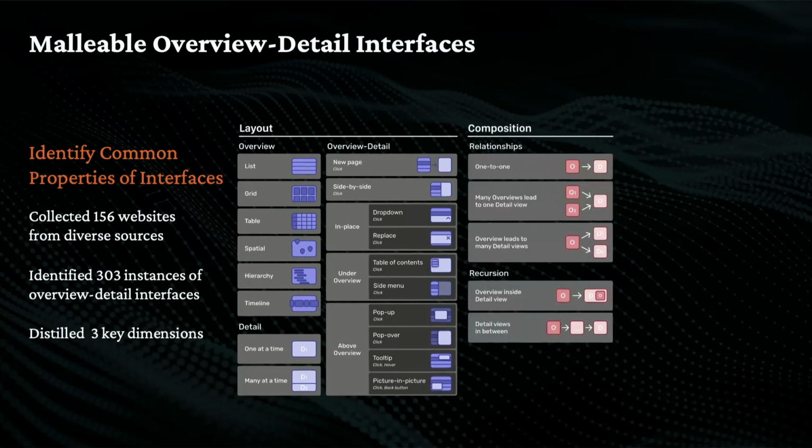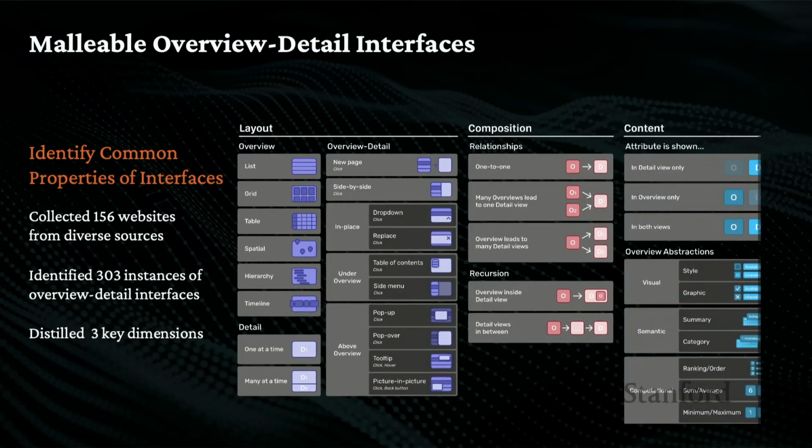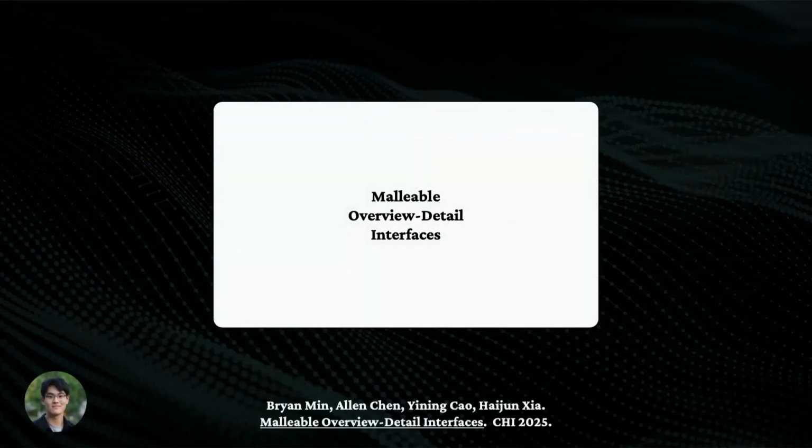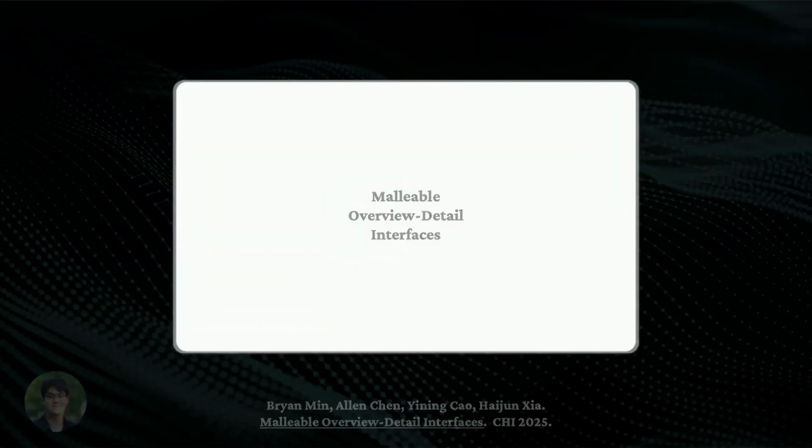The composition, which is really the mapping of data across these different views, and the content, right? What kind of content will be shown in the overview and what kind of content will be shown in the detail view. Now, based on this, we were able to develop a system or several demonstration systems to show whether we can manipulate the configuration of overview detail interface. So let's take a look at some example applications.